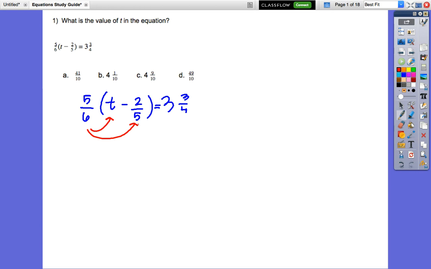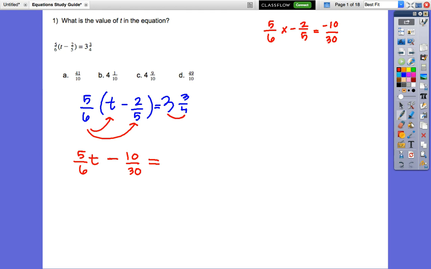Now I know that 5/6 times t just gives me 5/6t, and I've got to figure out 5/6 times negative 2/5. So I'm going to go up here and say 5/6 times negative 2/5. 5 times negative 2 is negative 10. 6 times 5 gives me 30. You don't have to worry about reducing right now, so you're just going to put minus 10 over 30, because that's the same thing as a negative 10 over 30. And all of this equals 3 3/4.